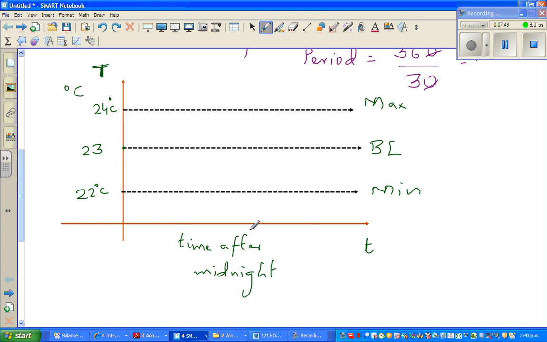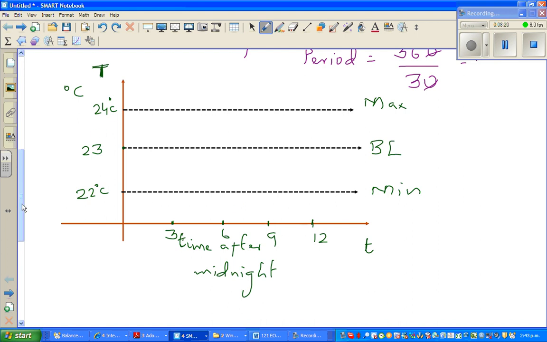Okay, I'm drawing only one cycle of 12 hours. So this is 6, 12, this is 18, and we've got a cycle of 12 hours. So this is 12, this is 6, this is 3, 9.